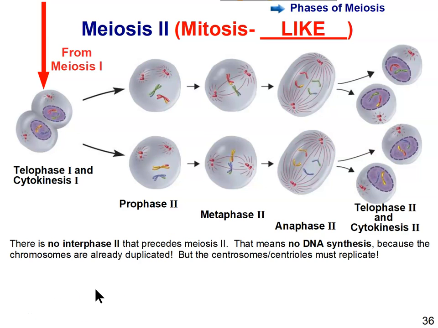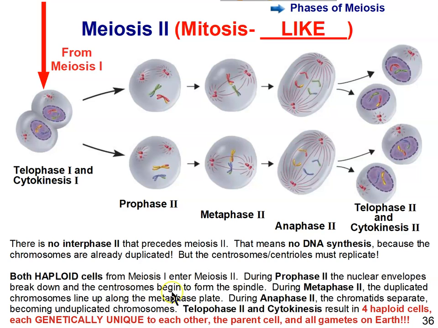Other than that, because we've already learned about mitosis, you already know what happens here, so we're just going to run through the phases very briefly here just to remind you what goes on. So we're starting off with haploid cells that are genetically unique from Meiosis I. During prophase II, the nuclear envelopes break down and the centrosomes begin to form the spindle. So that's what we're seeing here. During metaphase II, the duplicated chromosomes line up along the metaphase plate. There they are, lined up.